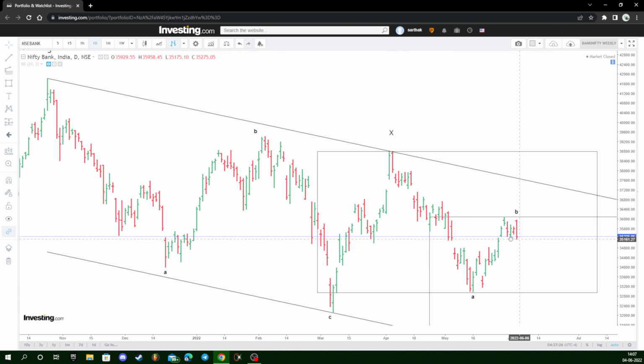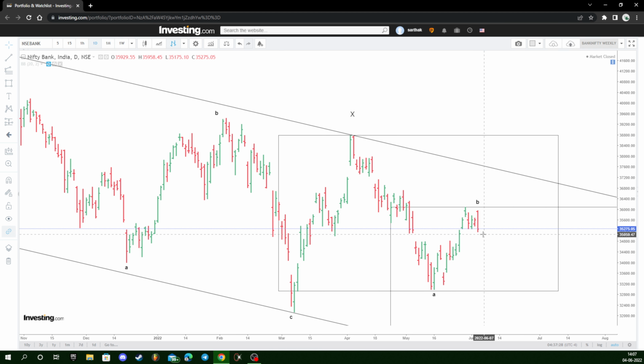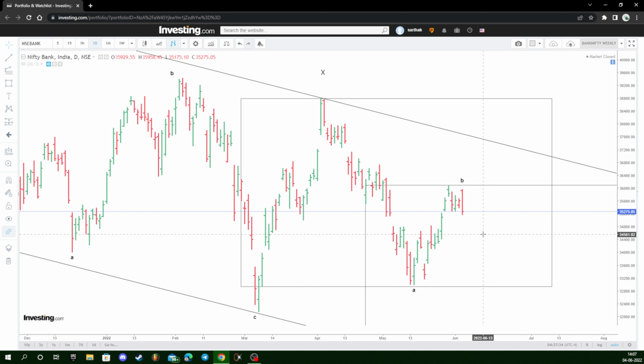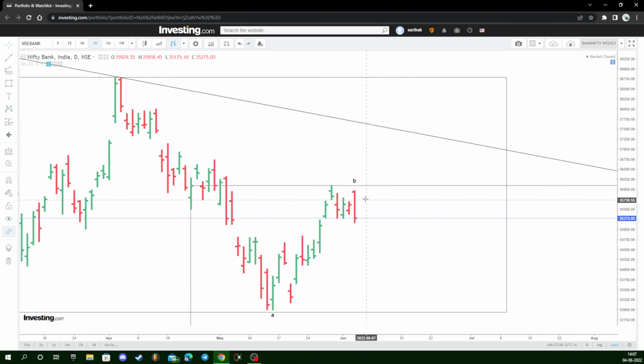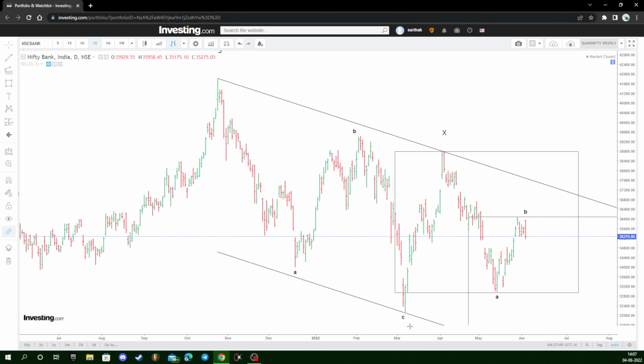So the next question we might see is what should be the trigger point. So the trigger point should be, first, not to cross above this candle's high. So this candle looks like a weapon to me, and if we do not cross above 35,958, there is a very good chance that we may slide down towards wave C.